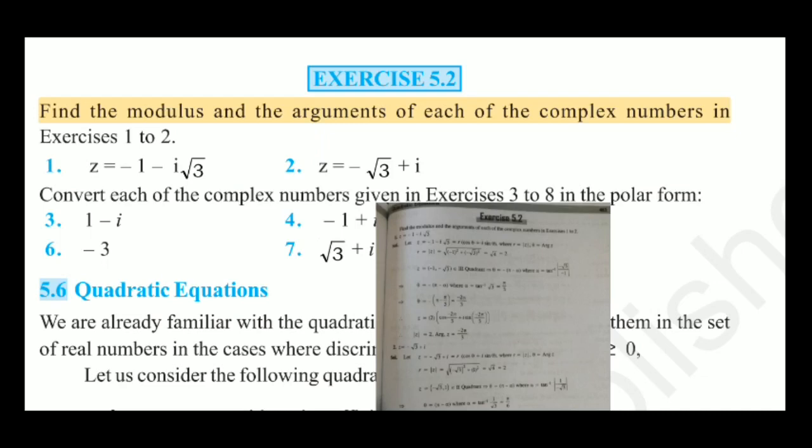Now see its solution. Now students, you can see the solution of the very first question. The given complex number is z is equal to minus 1 minus iota under root 3. So what you will do in the very first step? You will compare this given complex number with the polar form of a complex number.